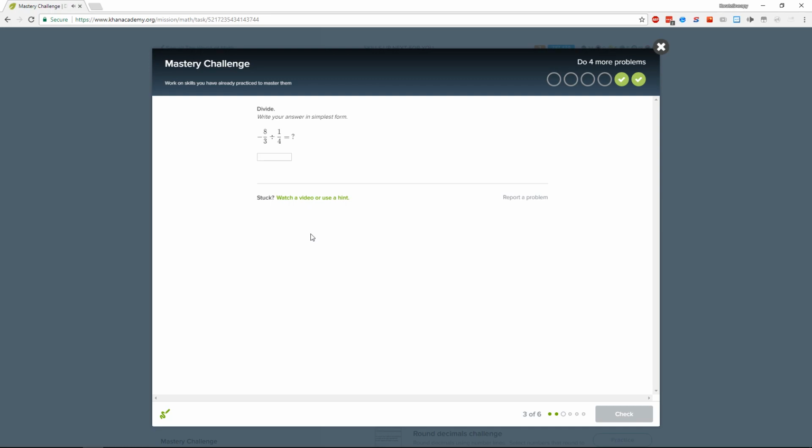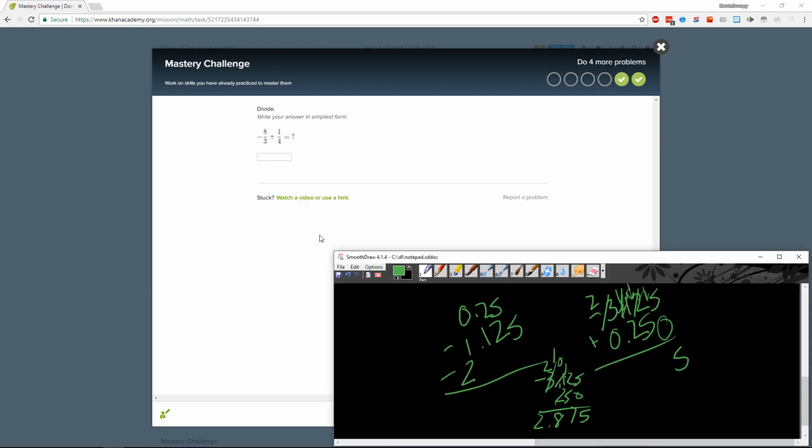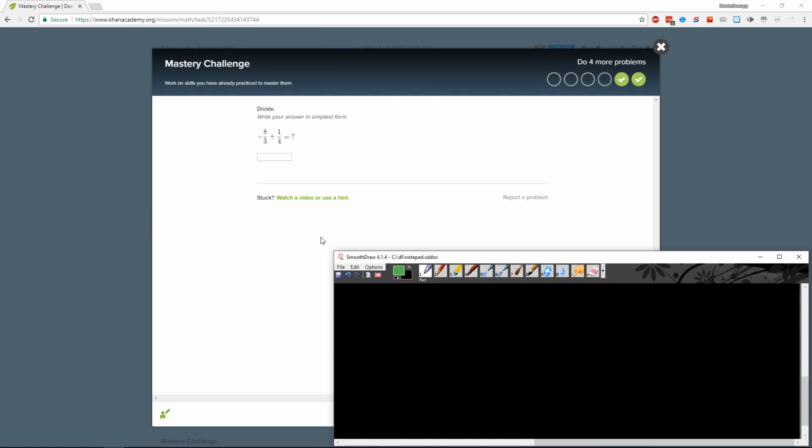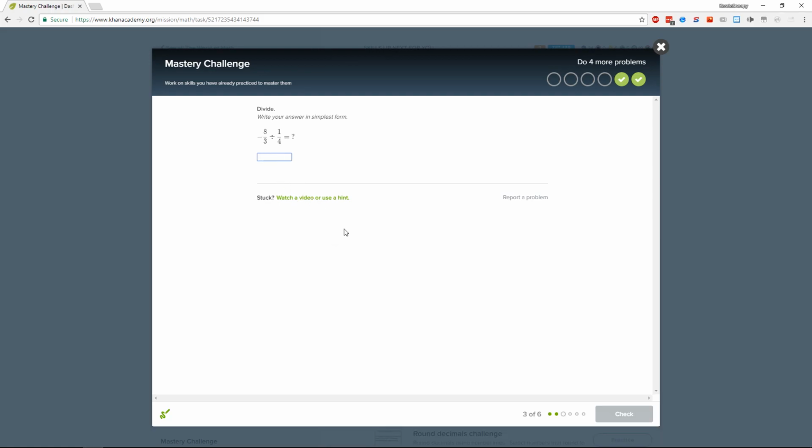Write your answer in simplest form. 8/3 times 4, 1. So can't really, so 16/32, 3. It's 2 times, yeah. I don't know, looks like simplest form to me. -32/3.